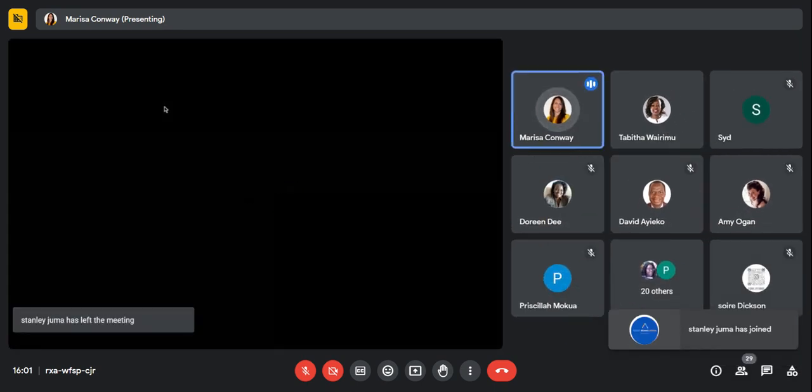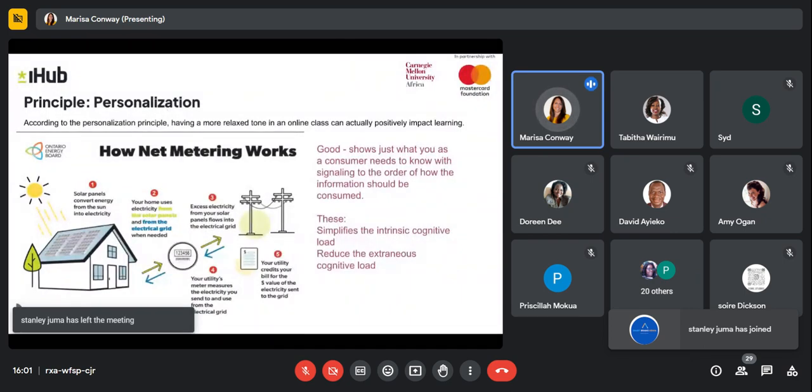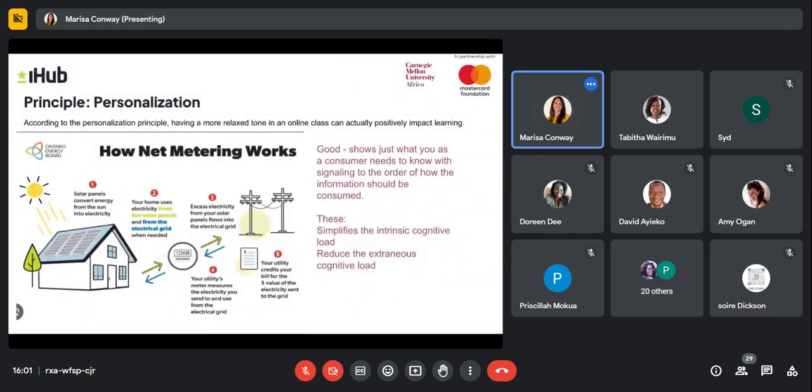And so we were looking at how others already presented this concept of solar energy online, and we're trying to look at places where we thought personalization was done well and where it wasn't. Personalization here is according to the personalization principle: having a more relaxed tone in an online class can actually positively impact learning. So we're looking at personalization that way, and just how that learning relates to you as an individual. And so this was one that we thought looked good.